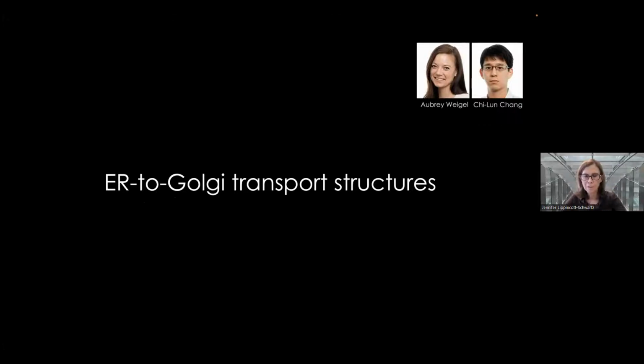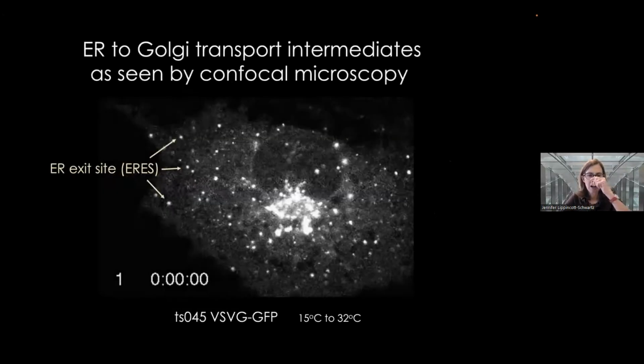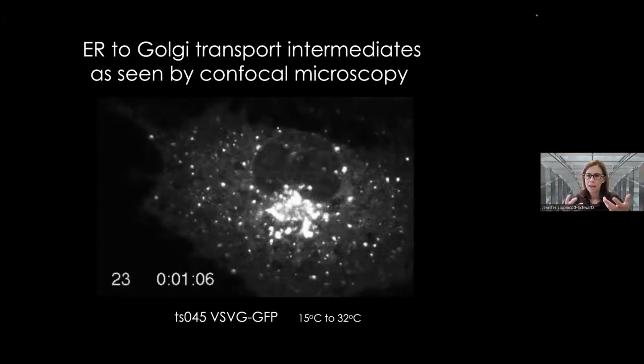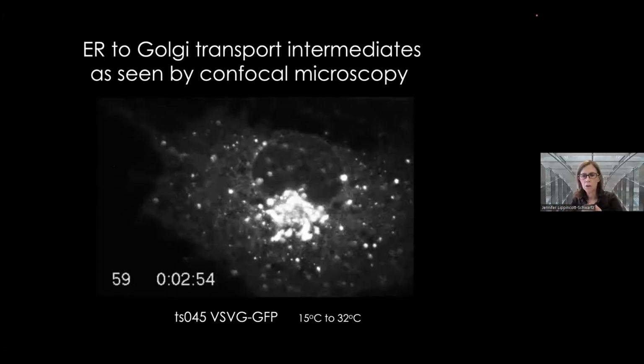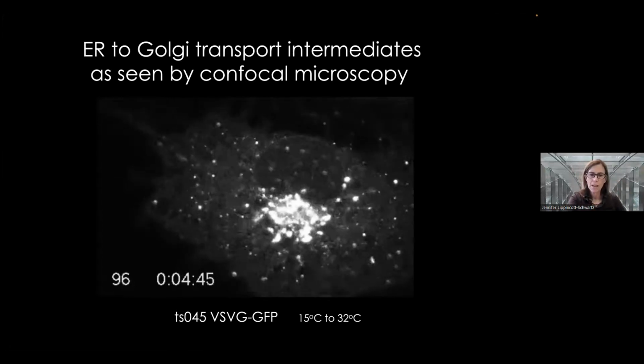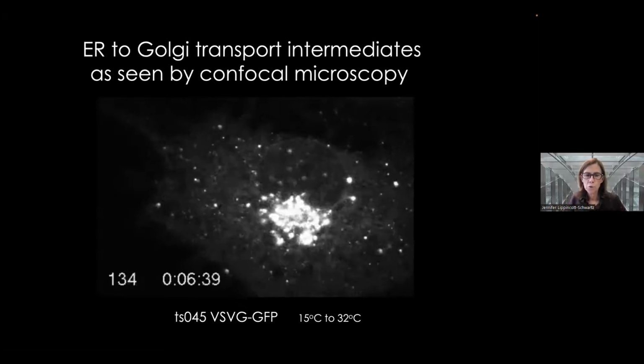What these structures do is deliver cargo that's newly synthesized from the ER into the secretory pathway by way of the Golgi. So we know from light microscopy studies many years ago that these ER exit sites are scattered all over the cytoplasm. They're scattered all along the surface of the ER, which is all over the cytoplasm. So they're emerging at specific sites on the surface of the ER, and then they bud off from that site and convey cargo into the Golgi, which is that central structure in this movie.